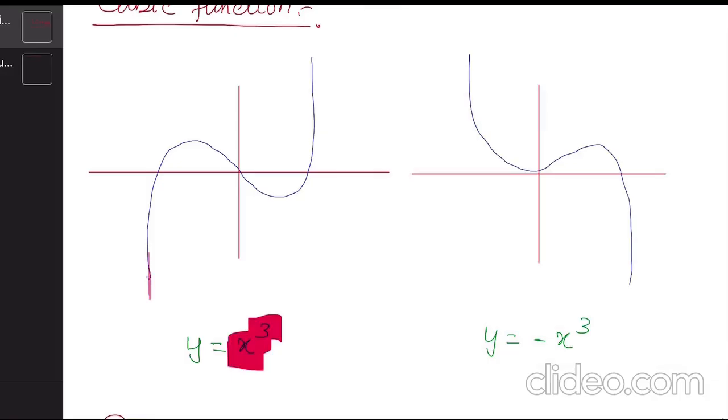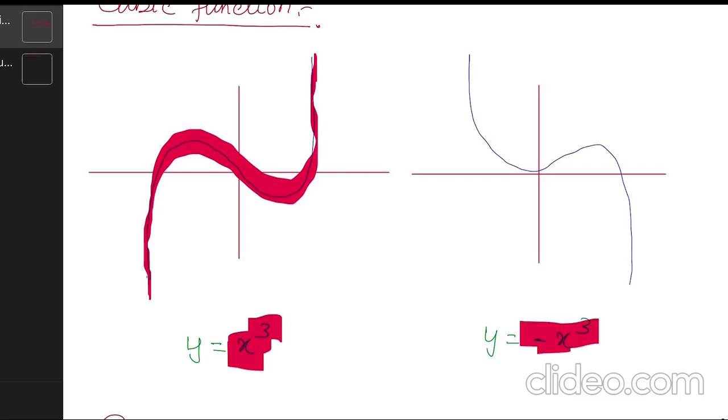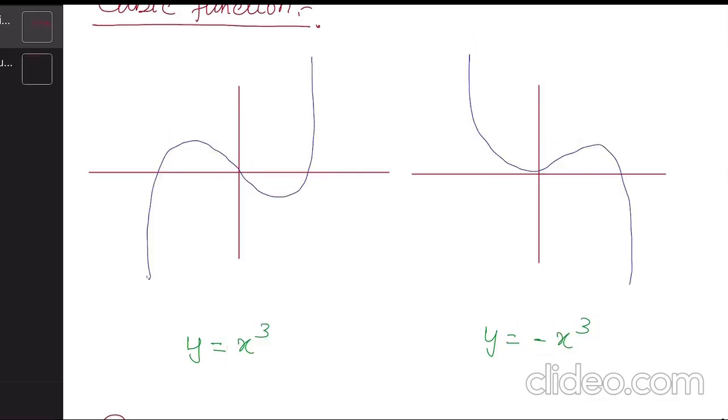then see, the curve will be going from left to right in the upward direction like this. And if your x cubed is negative, then your curve will be moving from left to right downward like this. So these are the basic shapes which you need to understand for the cubic function as well.